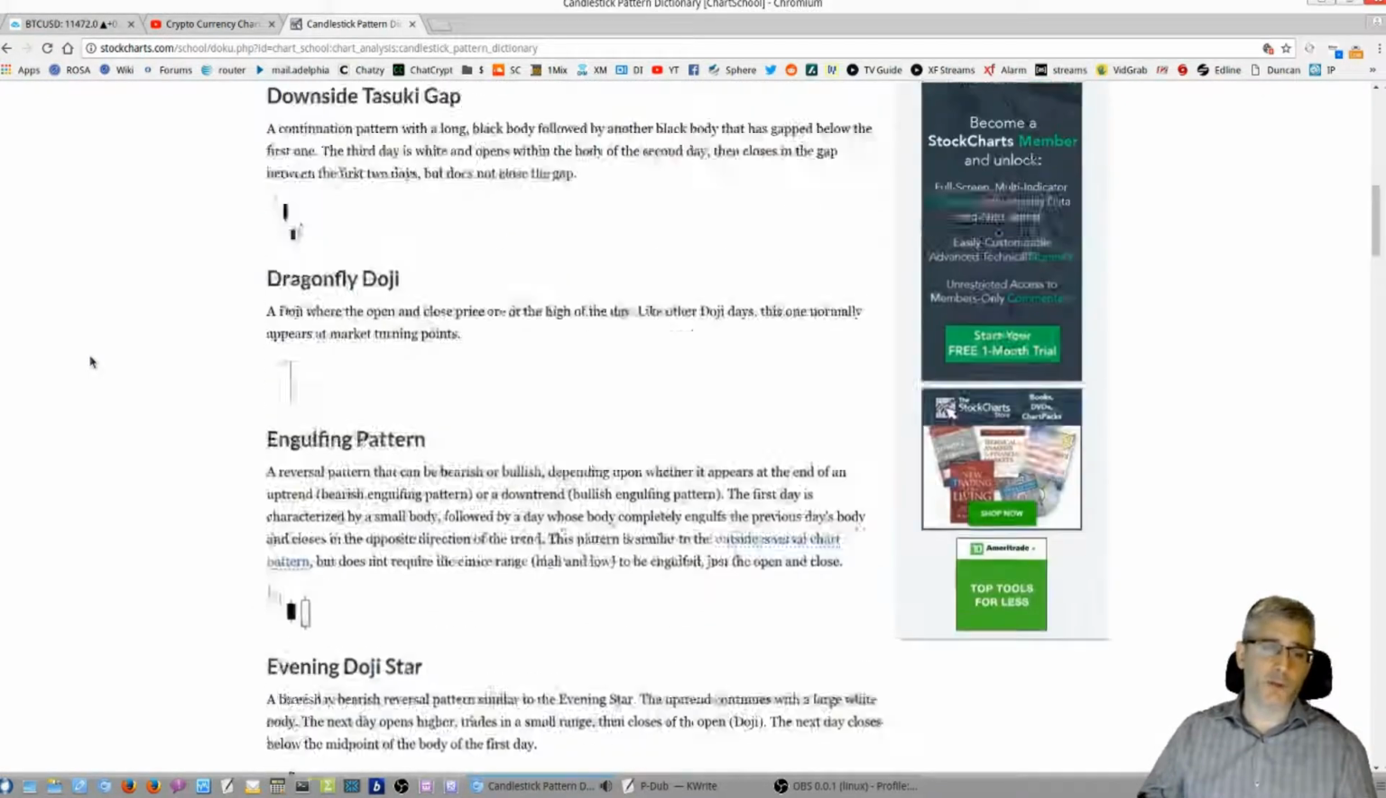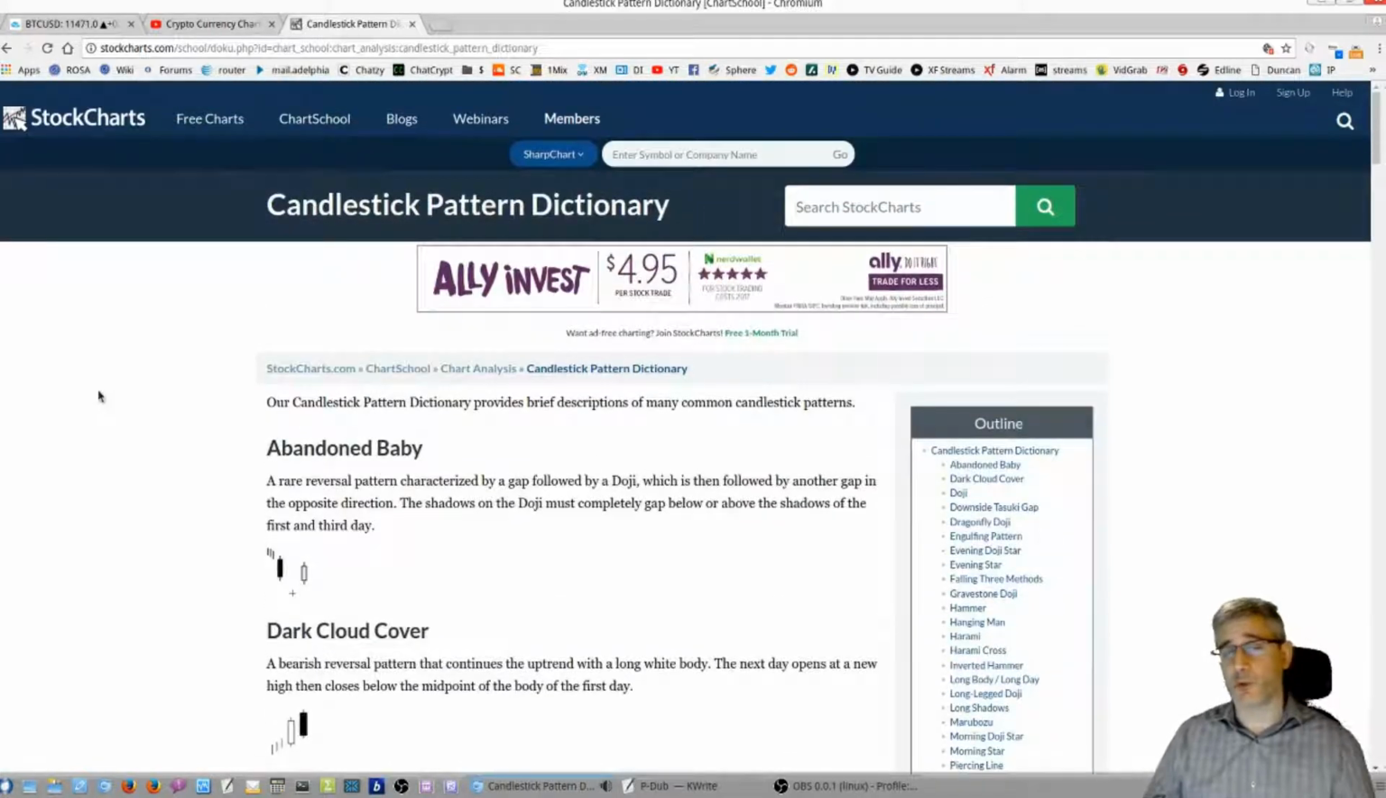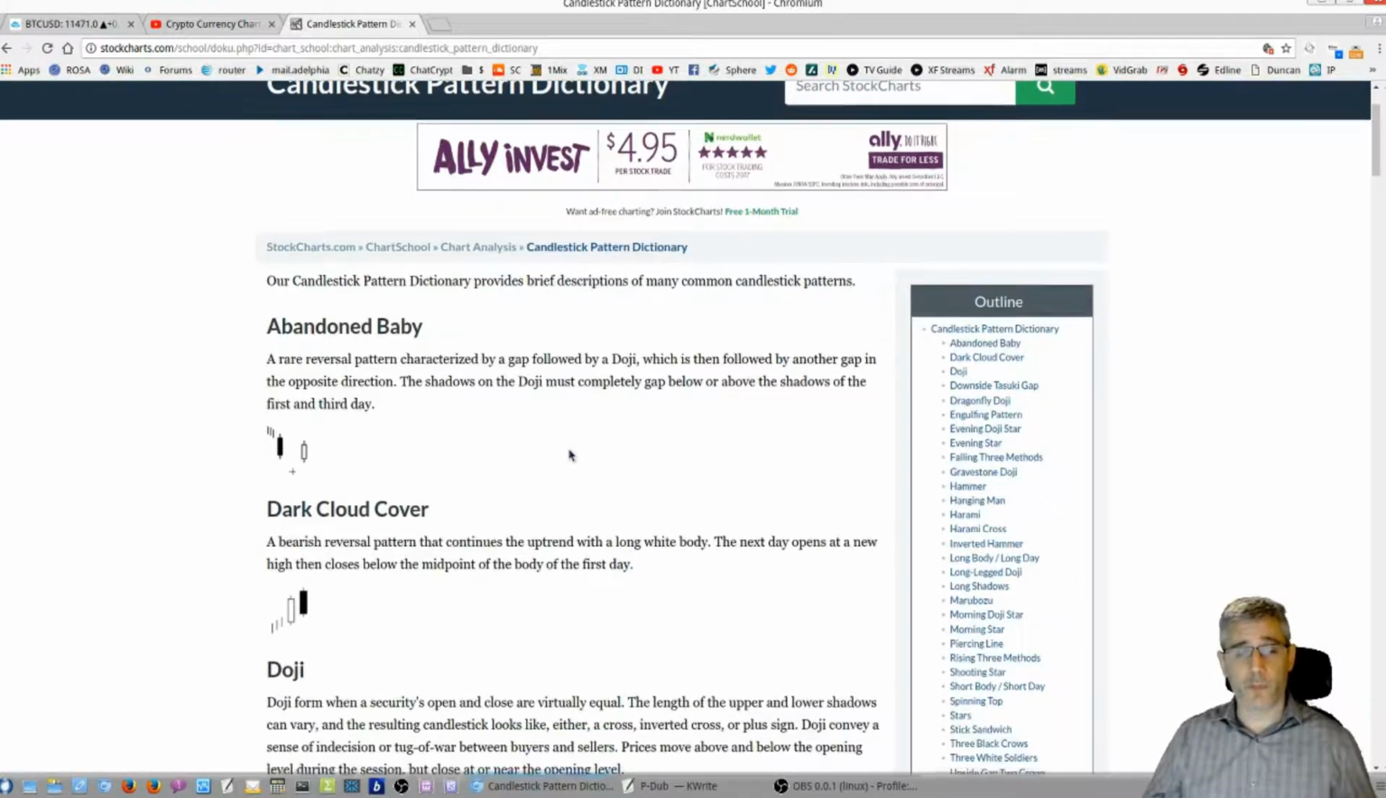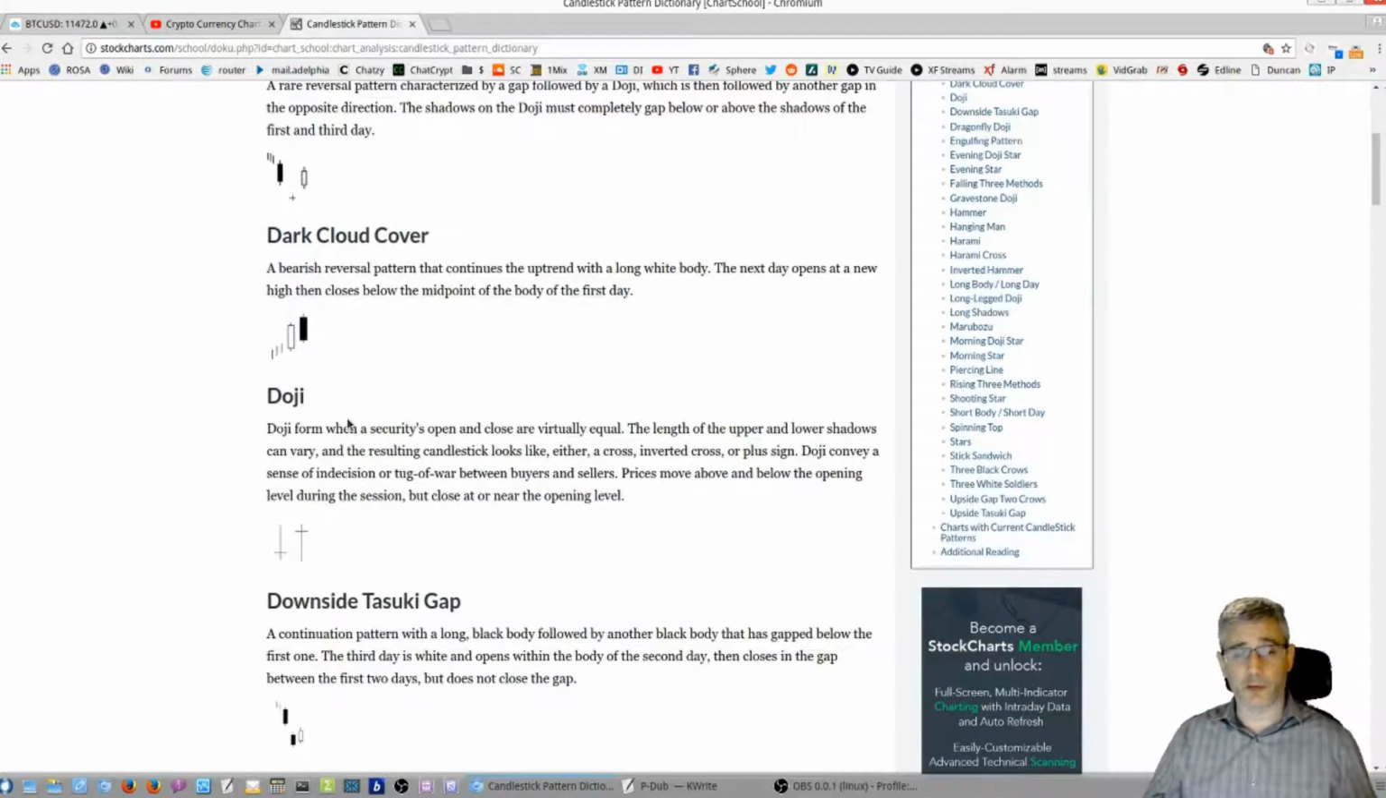I'm not going to go into every single one of these. I'm going to go over the ones that I use. I'm very much all about keeping it simple. I don't feel you need to know about every one of these patterns, what they're named and what they do. I'll just show you the ones that are common and that you'll see over and over again and what they mean. So the first one is a doji.